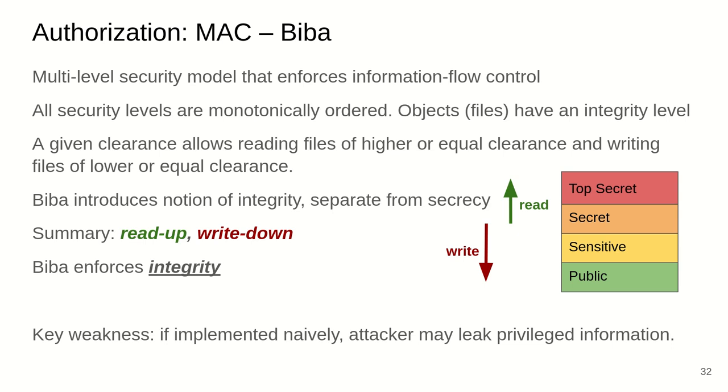Now, on the other hand, Biba is a multi-level security model that enforces information flow control, but it enforces integrity. A given clearance allows reading files of higher or equal clearance and writing files of lower or equal clearance. If you have secret clearance, you're allowed to read secret and top secret, but only allowed to write secret, sensitive, and public information. So compared to Bell-LaPadula, Biba enforces integrity. Files are protected: if you have a given clearance, you're not allowed to modify files of higher clearance.